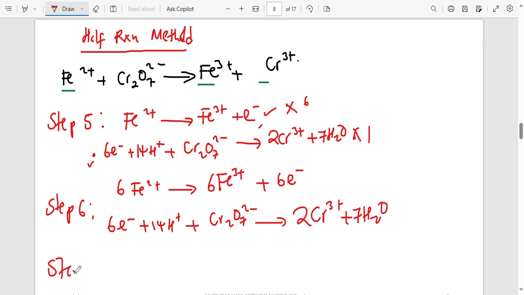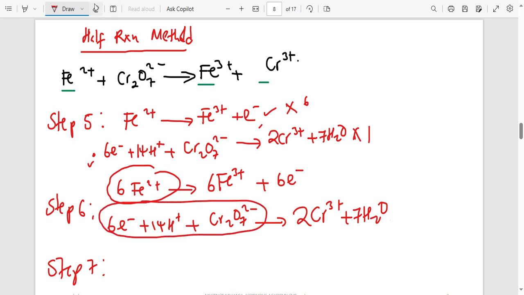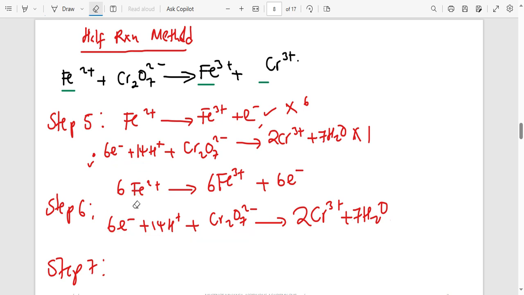Step 7 would just be now the final one. When you reach a point where the electrons are the same on the reactant and on the product, now add the two reactions. What you're adding is what is on the reactant side, add with what is on the reactant side of the other one. What is on the product also add with what is on the product of the other one. As you are doing that, you're also cancelling what appears on the reactant and on the product.